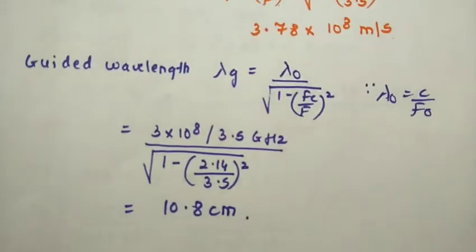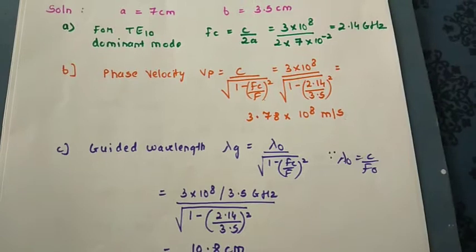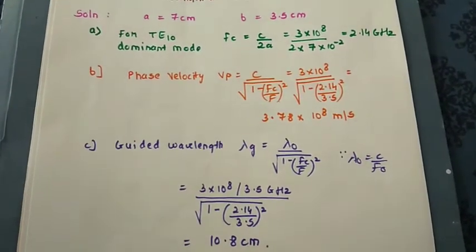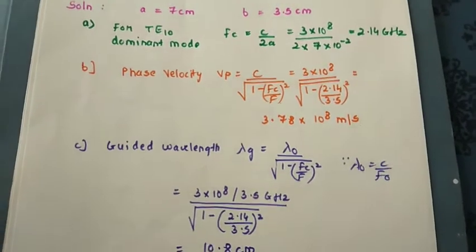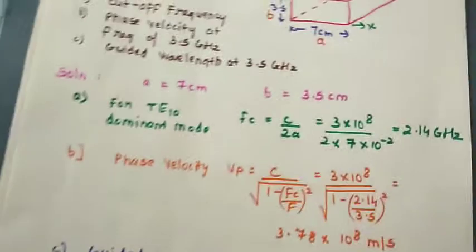So in this way you have to calculate the cutoff frequency, the phase velocity and the guided wavelength. This numerical can be asked for 6 marks. Then we'll move on to the next numerical.